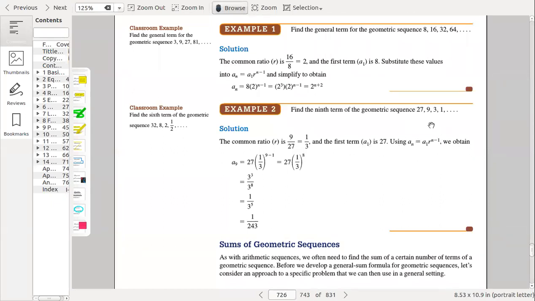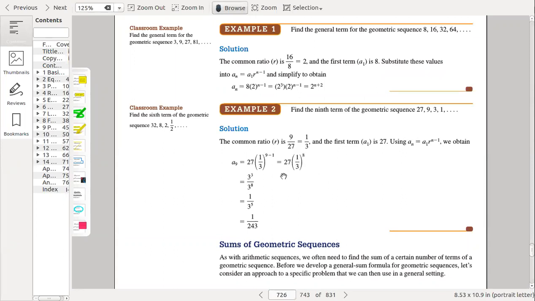So here is the formula of the nth term: a_n is equal to a1 r power n minus 1. We obtain a_n is equal to a9, so we have to replace n with 9 because we are interested in finding the ninth term of the geometric sequence. So you will get a9 is equal to a1 r power 8, since 9 minus 1 is 8. The first term is 27, the common ratio is 1 by 3, and the power n minus 1 is 8.